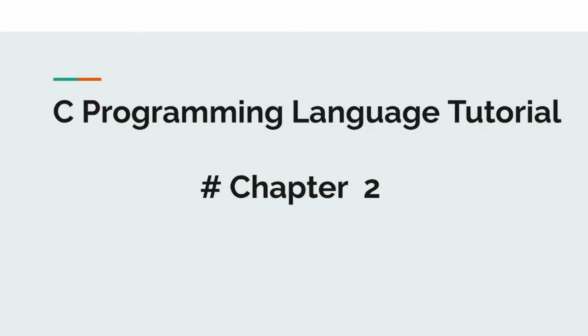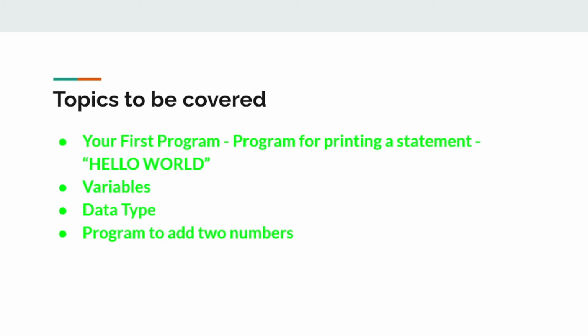In the first chapter, we covered the installation and introduction part of the IDE and a compiler. In this chapter, we are going to write our first program. We will learn about variables, data types, and finally a program to add two numbers.